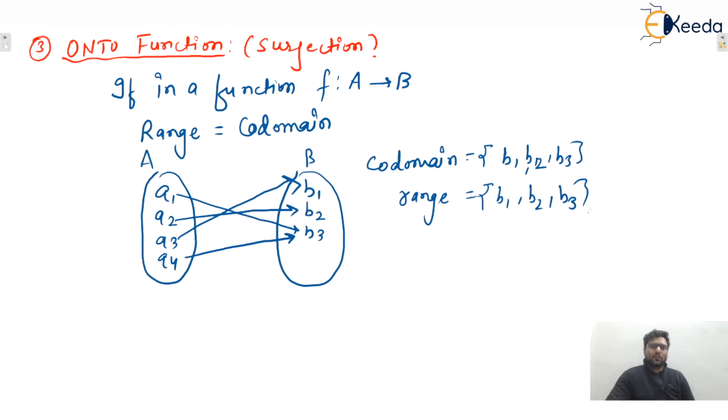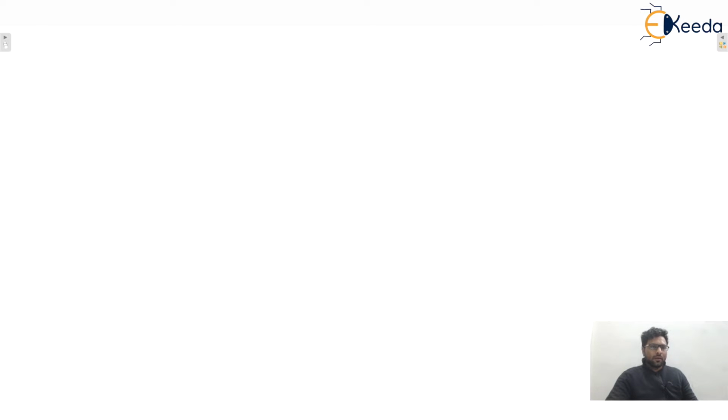So if range is equal to codomain, then that function is known as onto function, isn't it? If range is a subset of codomain, then that function is known as into function, that is the next one. So write down the next one. Fourth one is into function.